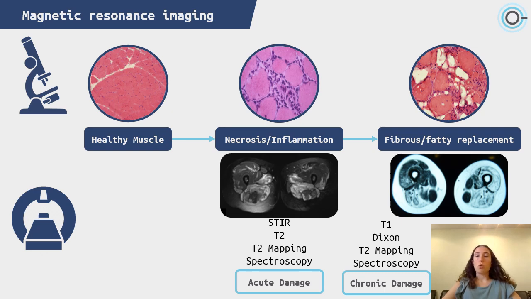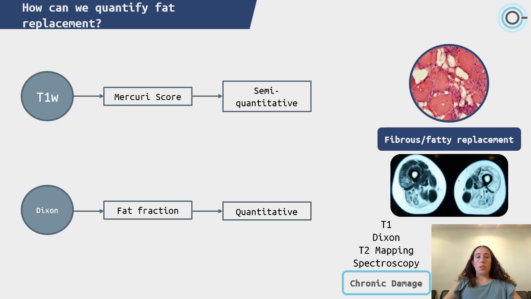Usually to study and document acute damage to the muscle in this process of degeneration, we use T2 weighted MRI images. But in order to establish chronic changes, or to have an objective assessment of these chronic changes, what we use are T1 weighted images and Dixon images. Through both of them we are able to assess chronic changes, mainly fat replacement of the muscle.